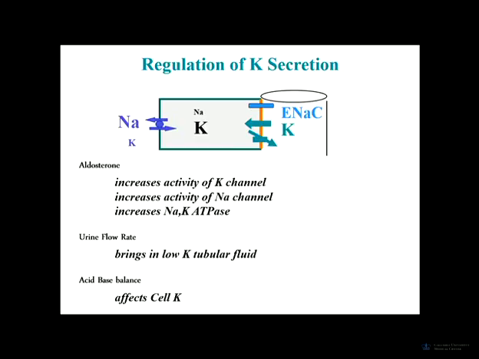Urine flow rate brings in low potassium in the tubule, and of course, I don't know what happened to the BK channel that should have been here. There is also the presence of the BK channel. And then, of course, acid-base balance affects the cell potassium.